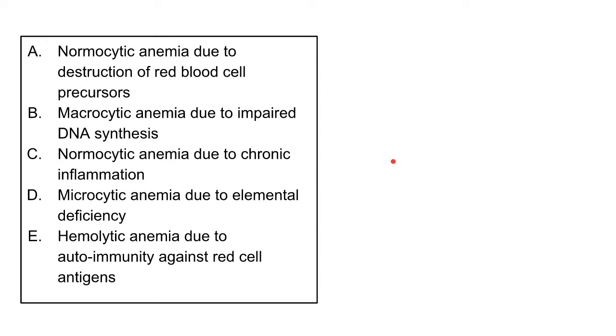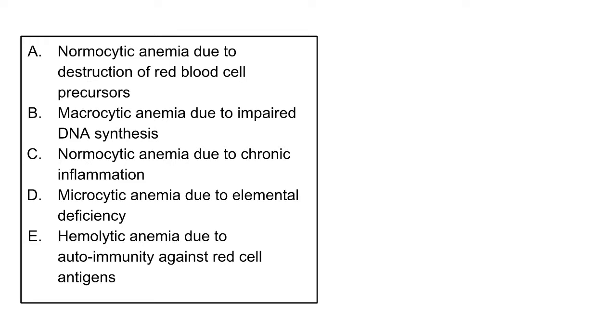So here's an example. I'm not even going to give you the question on this, but it's an anemia question. It is a patient presentation, and it asks you, what is the mechanism of this patient's fatigue or anemia? So here are the answer choices. We have a normocytic anemia due to destruction of red blood cell precursors. We have a macrocytic anemia due to impaired DNA synthesis. Normocytic anemia due to chronic inflammation. Microcytic anemia due to elemental deficiency. And hemolytic anemia due to autoimmunity against red cell antigen. So those are all great answer choices.